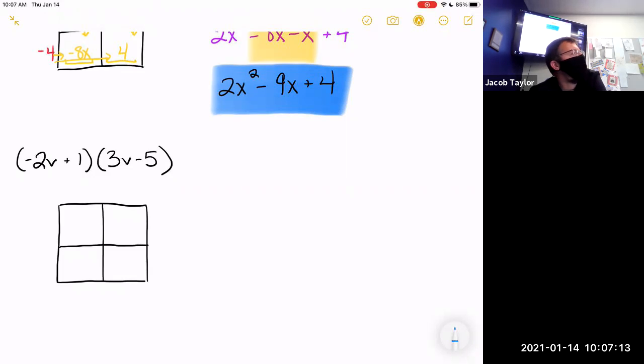Okay, so this is a binomial times a binomial, so we make our 2 by 2 square. So we do negative 2v, and then a positive 1. And then we do 3v and negative 5 along the side. So our first binomial across the top and our second binomial across the side. If you're wondering, does it matter if I do the first binomial on the side and the second across the top? The answer is no, it does not.